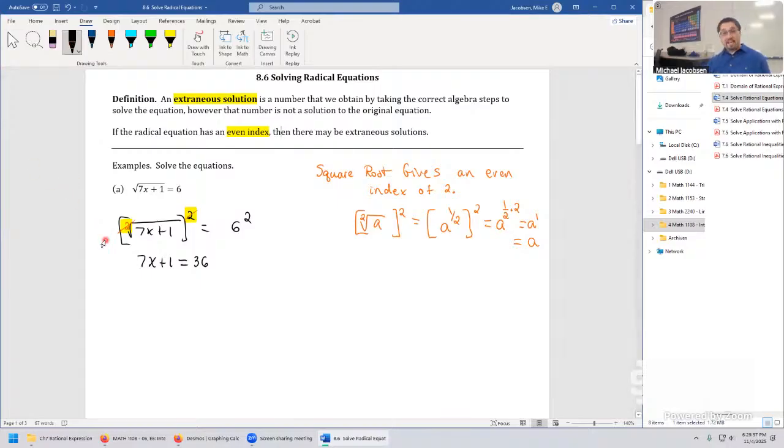So this is the whole big idea of the section. If this was a cube root, we'd have just raised this to a power of 3, and so on. Now, solving for this, we'll just subtract 1 from both sides. 7x is 35. Divide by 7, and x is 5. But because we had an even index in this problem, we can't celebrate early. We have to check our solution. So let's do that check right here.